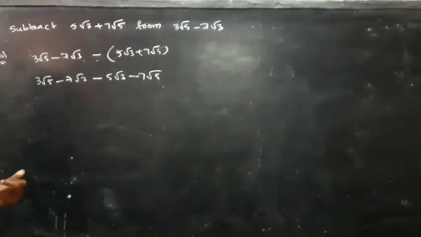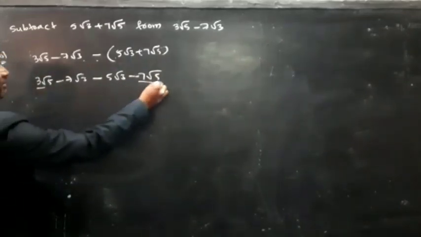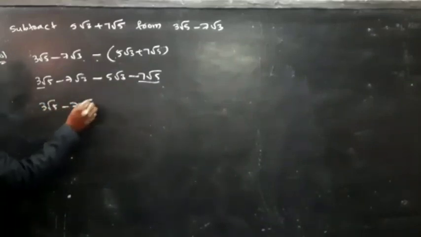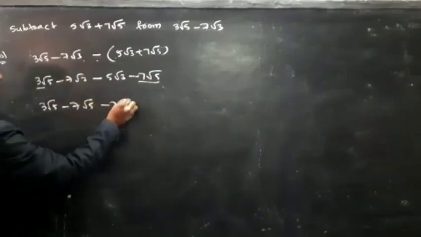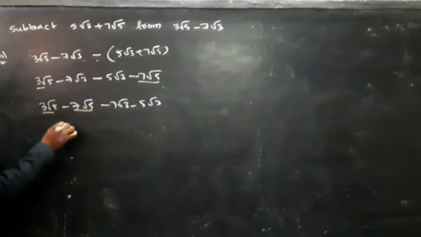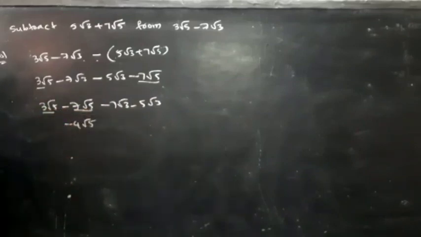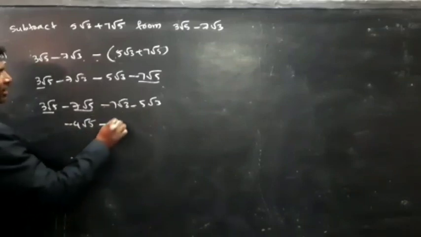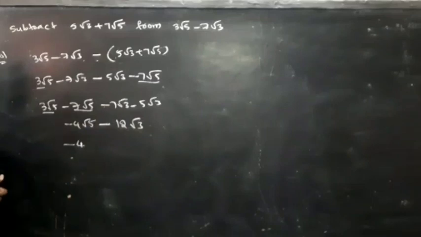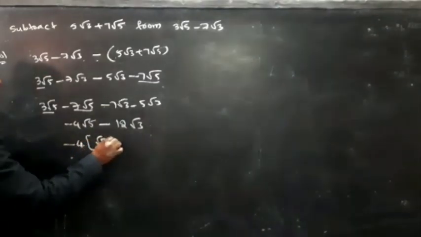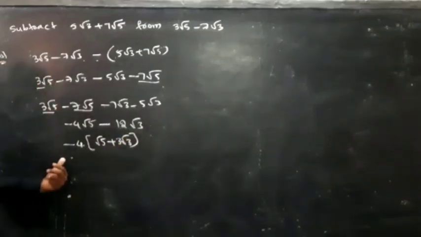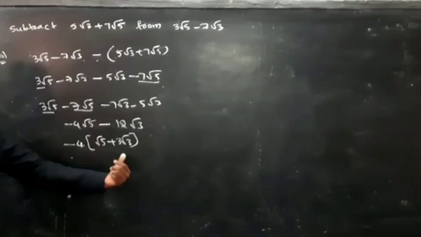Now take like terms to one side. Here 3 root 5 and 7 root 5 both are like terms. 3 root 5 minus 7 root 5. Similarly, minus 7 root 3 and minus 5 root 3. 3 root 5 minus 7 root 5 we can write minus 4 root 5. Here both are minus. So what is the answer here? Minus 12 root 3. From this, what am I taking? 4 I am taking common. So what is the remaining? Root 5 plus 3 root 3. So the answer to the given question is minus 4 of root 5 plus 3 root 3.